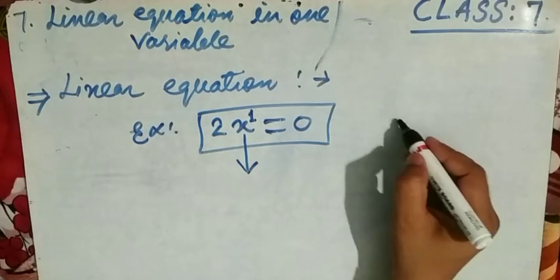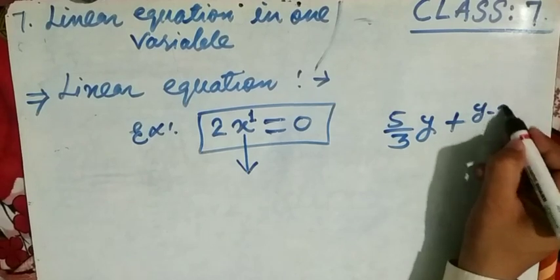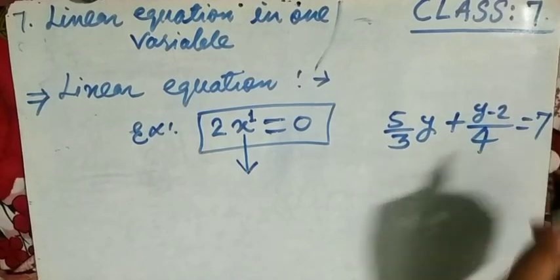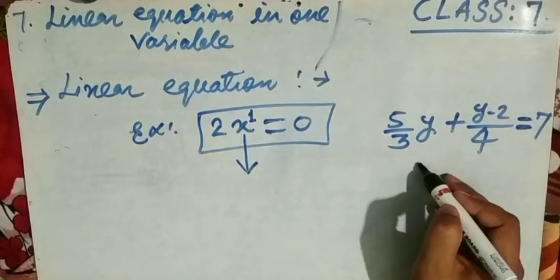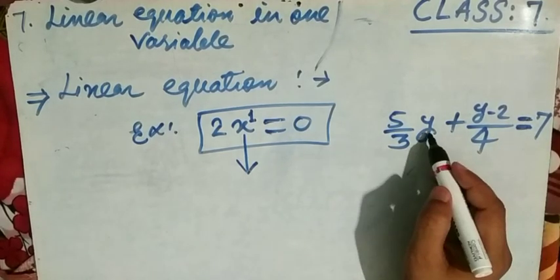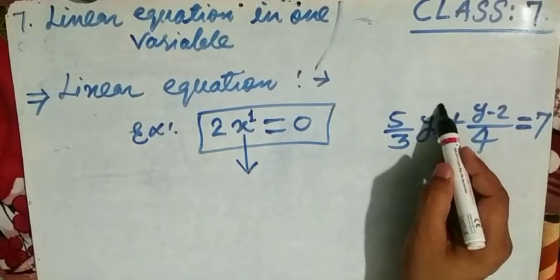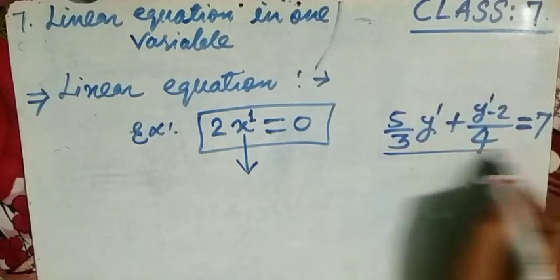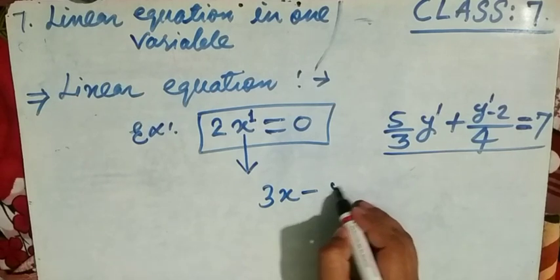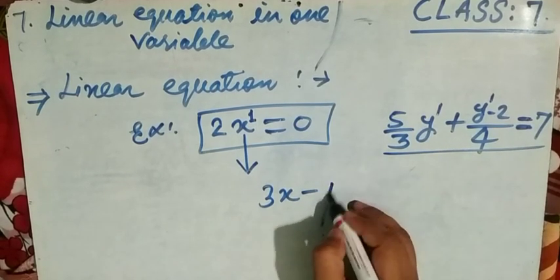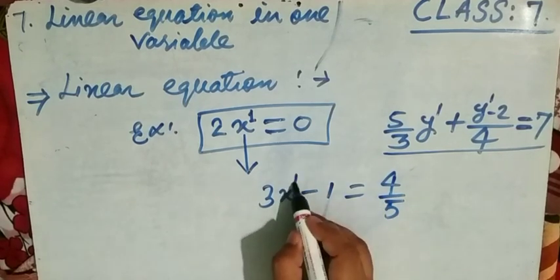Another example, suppose 5 by 3 y minus 2 divided by 4 is equal to 7. Have a look. This is also an equation. Why? Because here is the equal sign, the left side is something, the right hand side is something, and there is a variable. The exponent of this variable is 1, which means linear. So this is called a linear equation. Another example we can take, 3x minus 1 is equal to 4 by 5. This is also a linear equation. Why? There is a power of 1.